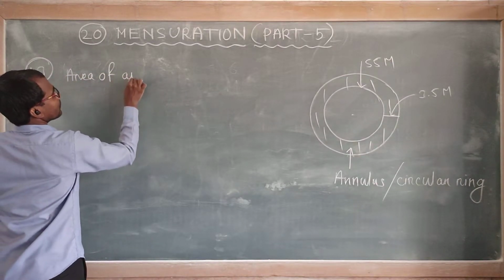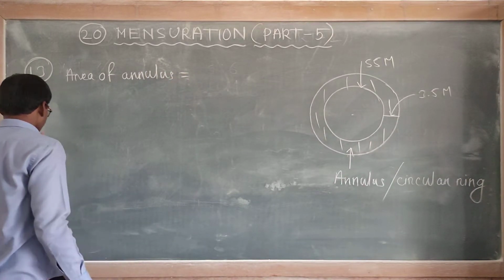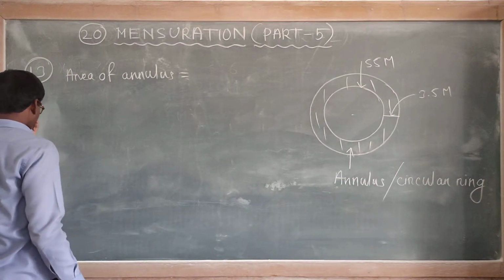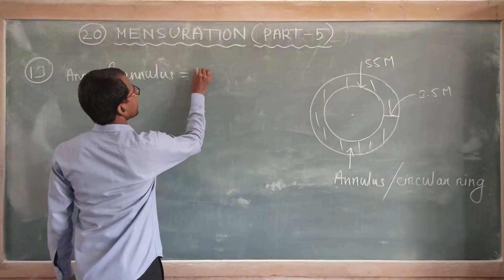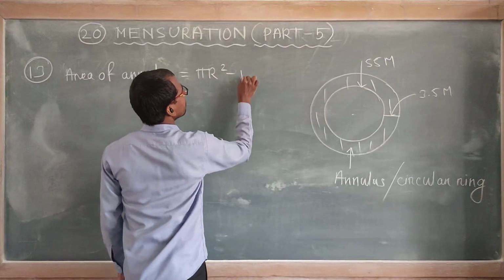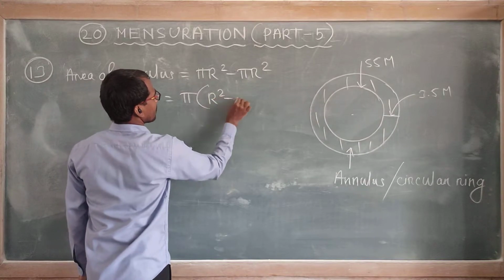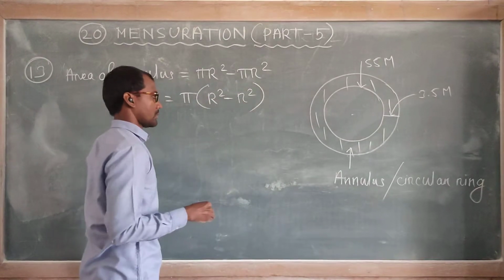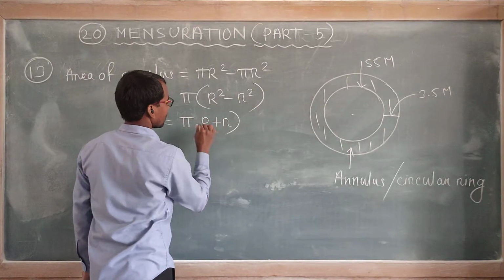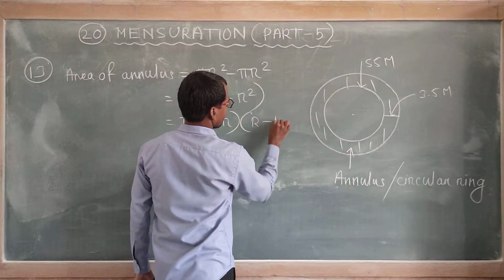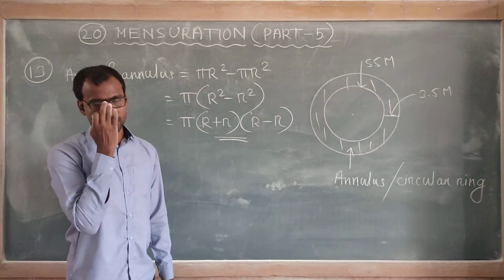Area of annulus is equal to area of the outer circle minus area of the inner circle. So pi (R square minus r square). This can be factorized. So this is the formula to find the area of an annulus or circular ring.